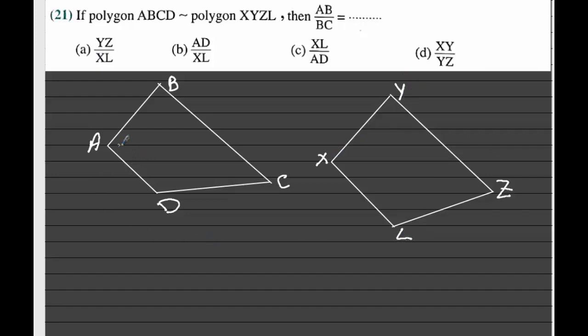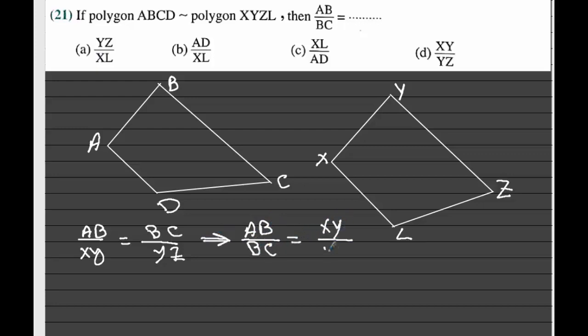Now from the figure we have AB over XY equals BC over YZ here. So we can deduce that AB over BC equals XY over YZ, and we choose letter C. It's from the properties of proportional.